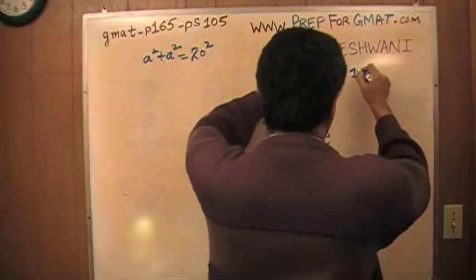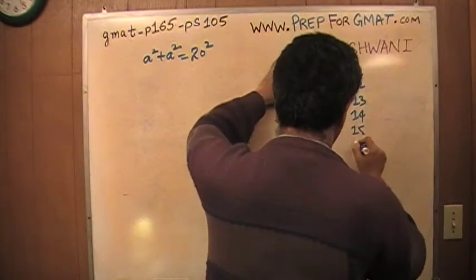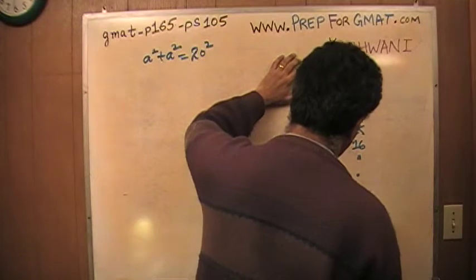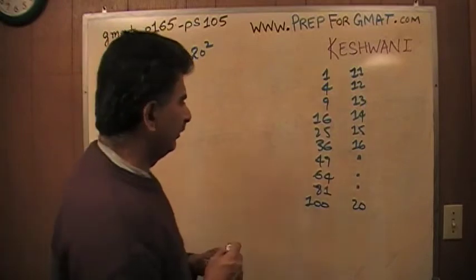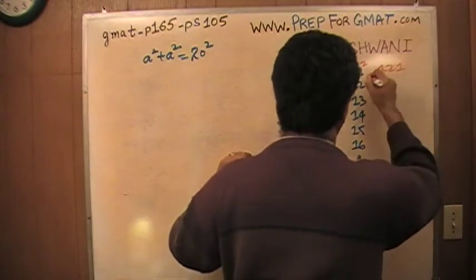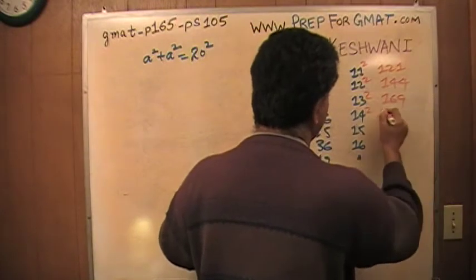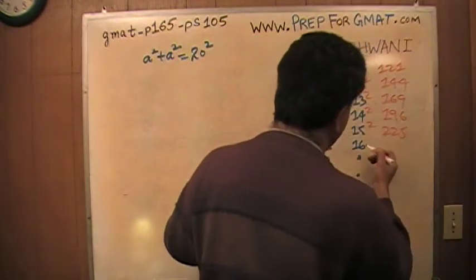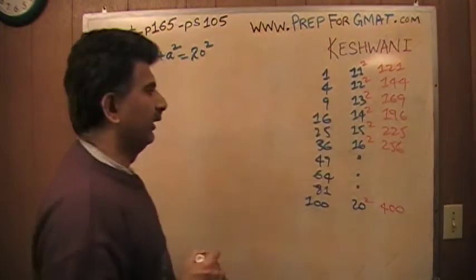11 squared, 12 squared, 13, 14, 15, 16, 17, 18, 19, 20. 17, 18, 19 you don't have to worry about. They don't appear very often. So very quickly, 11 squared is 121, 12 squared is 144, 13 squared is 169, 14 squared should be 196, 15 squared is 225, 16 squared is 256, and then 20 squared is 400.